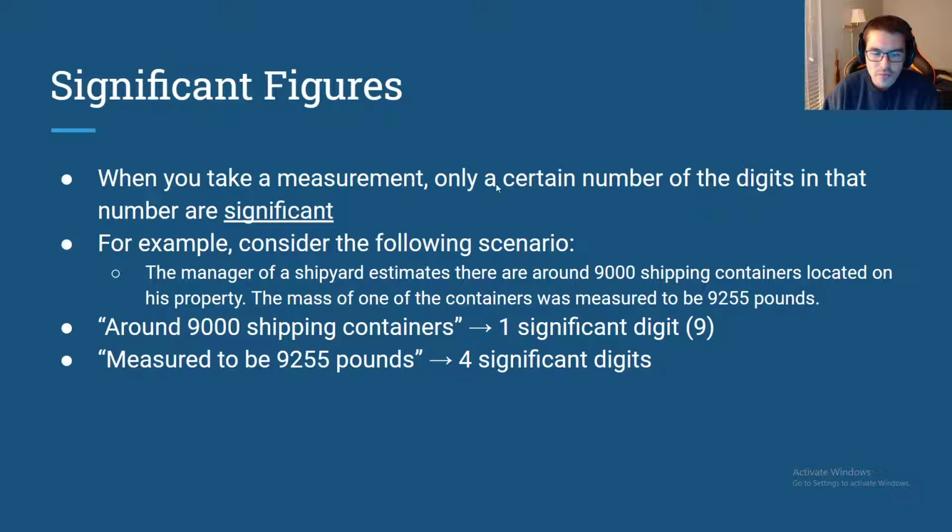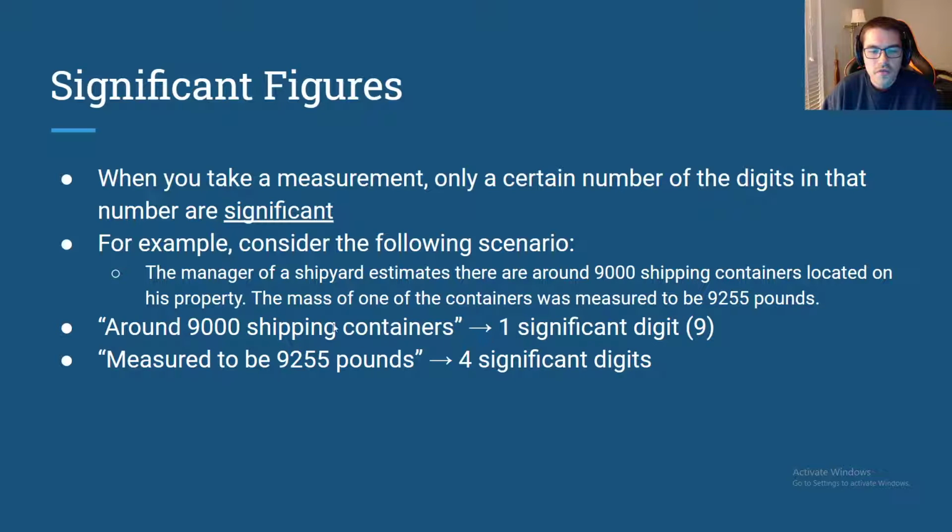Whenever you take a measurement, only a certain number of the digits in that number are significant. Okay, and this is a good little example. The manager of a shipyard estimates that there are around 9,000 shipping containers located on his property. The mass of one of the containers was measured to be 9,255 pounds. Okay, so there were two different measurements there. The first one, around 9,000 shipping containers.